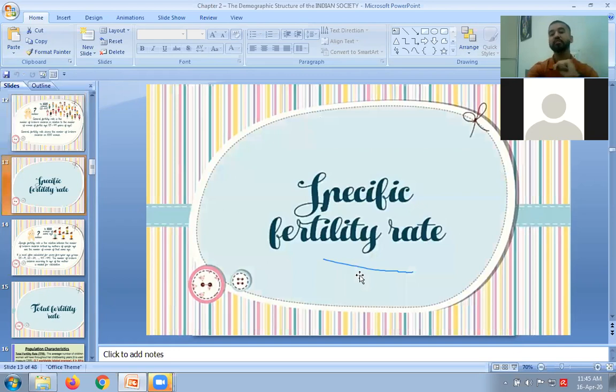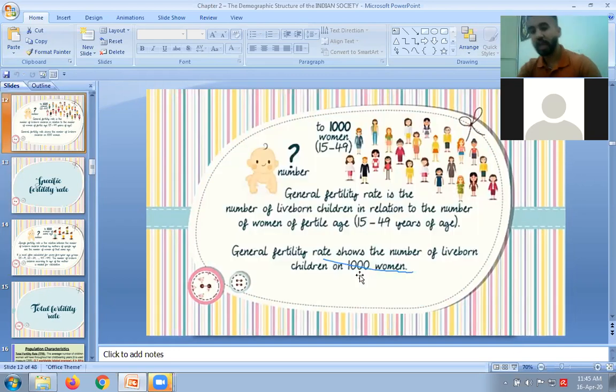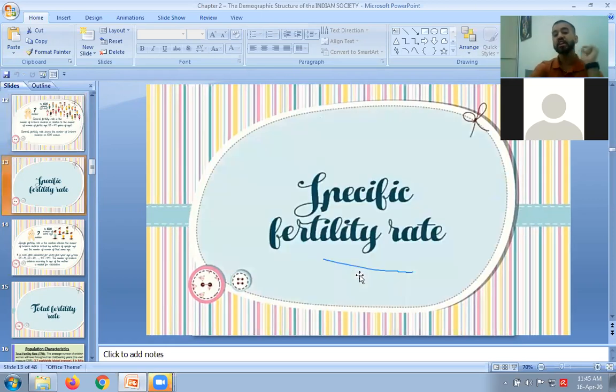Now specific fertility rate. What was happening in general fertility rate? We were including all the women from 15 years of age up to 49 years of age. But when we talk about specific fertility rate, then we're going to calculate the fertility of a particular woman.